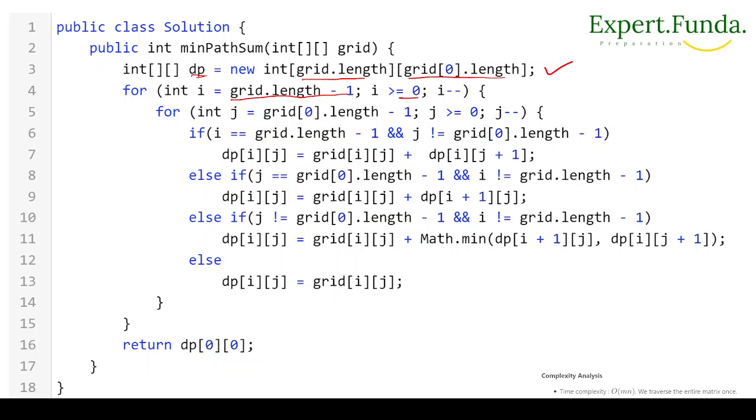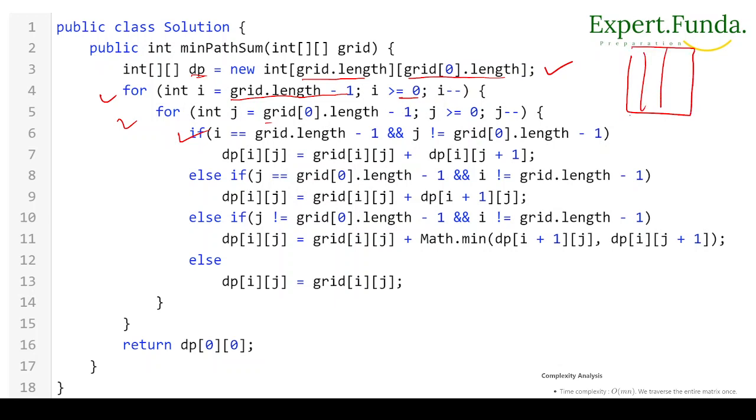Okay, so i goes from the last index to the first, and j will also go from the last position n to 0, in decreasing order, for i and j. Okay, so if we are at the last index and it is not equal to grid dot length minus 1, let's suppose, so this is what we are talking about.